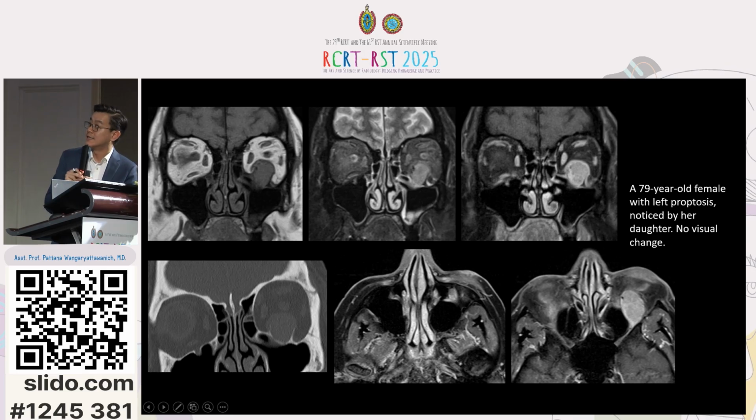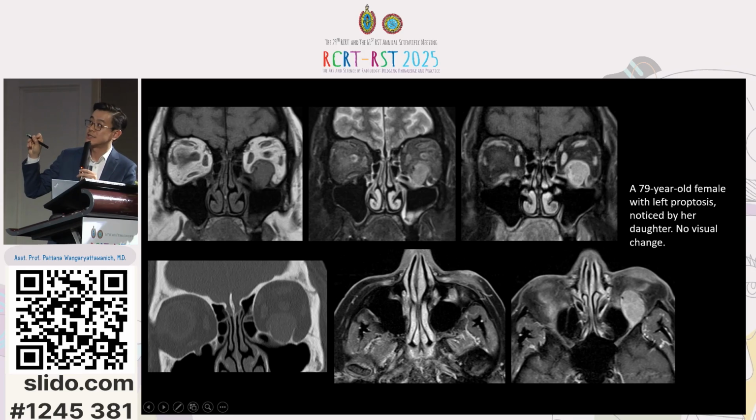This is another case, an old lady who came in with left proptosis that was noticed by her daughter. She denies any visual change or any pain. So the initial MRI shows an abnormal soft tissue mass centered at the inferior extraconal compartment of the orbit, right? And if you look at the location, it's right at the location of the infraorbital canal. And it's likely going to be a lesion that starts from the infraorbital canal and then extends into the extraconal space.